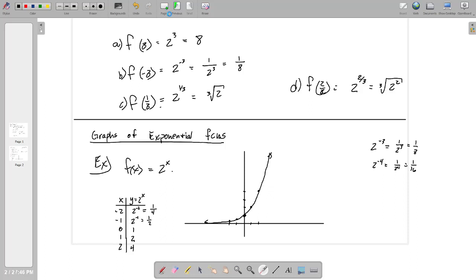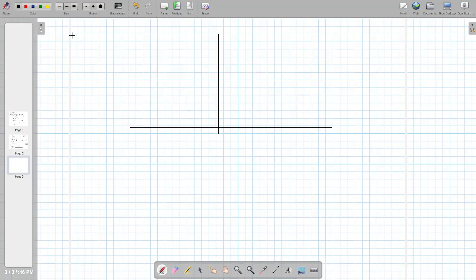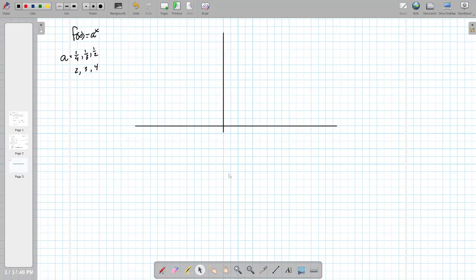We're actually going to graph a few here. What I want to do now is plot f of x is equal to a to the x, where a is equal to 1/4, 1/3, 1/2, 2, 3, and 4. Just to give us an idea here. Let's start with f of x is equal to 1/4 to the x power.